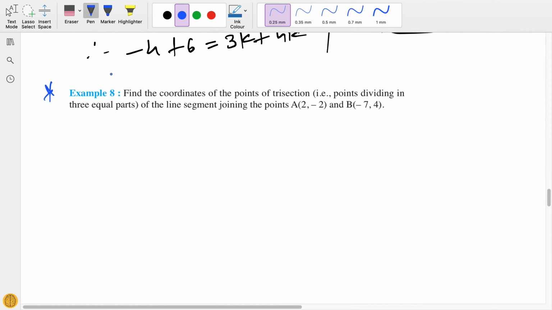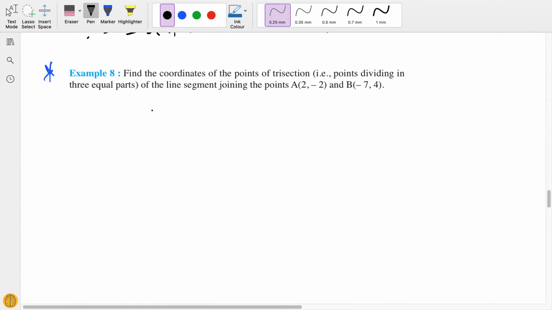Now moving on to the next example. Read this example thoroughly. Find the coordinates of the points of trisection. What is the meaning of trisection? Trisection means the points dividing the line segment joining these two points into three equal parts. So now we have to find the coordinates of the trisection.